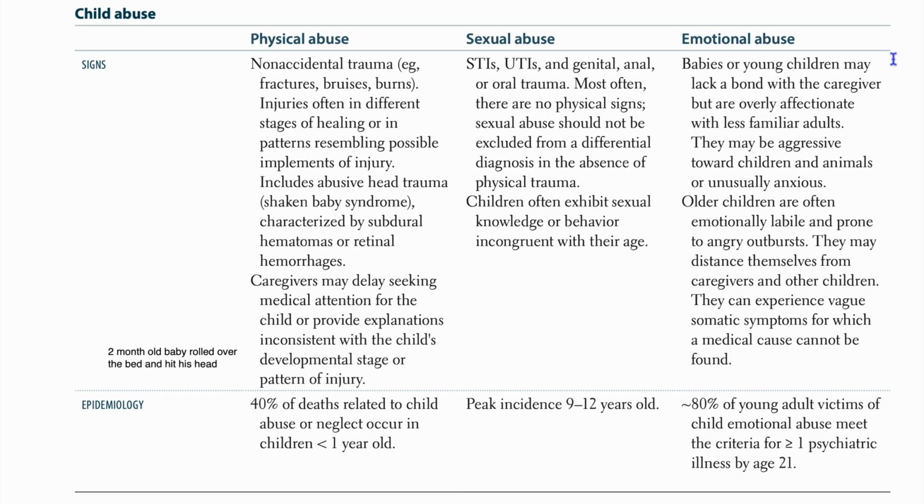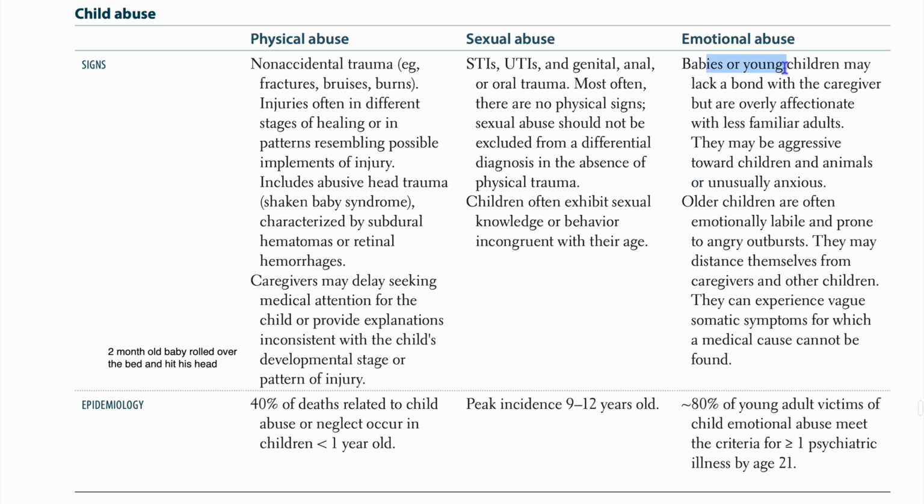Emotional abuse. Babies or young children may lack a bond with the caregiver but are overly affectionate with less familiar adults. They may be aggressive toward children and animals or unusually anxious. Older children are often emotionally labile and prone to angry outbursts. They may distance themselves from caregivers and other children. They can experience vague somatic symptoms for which a medical cause cannot be found.